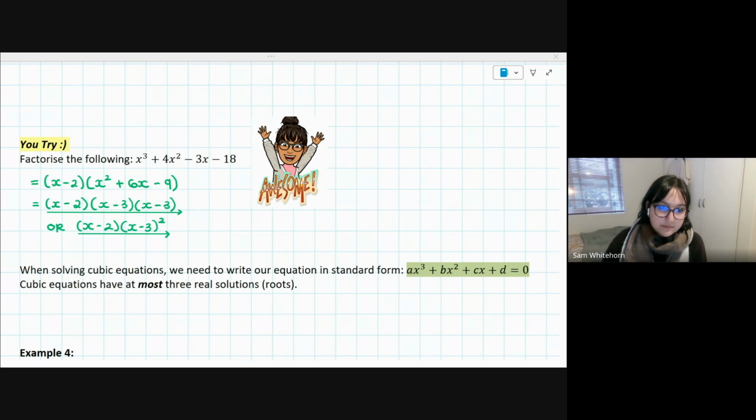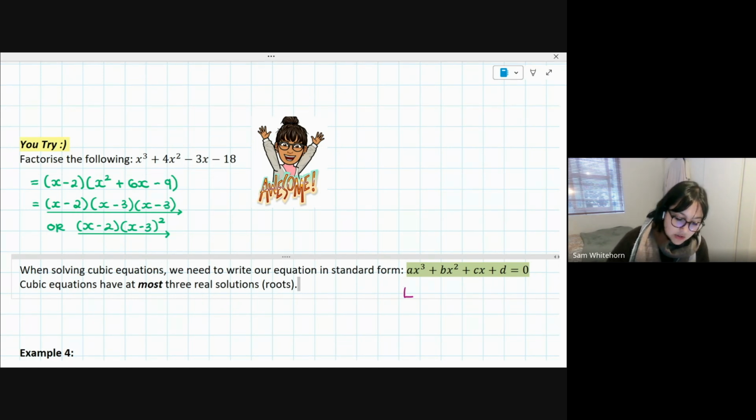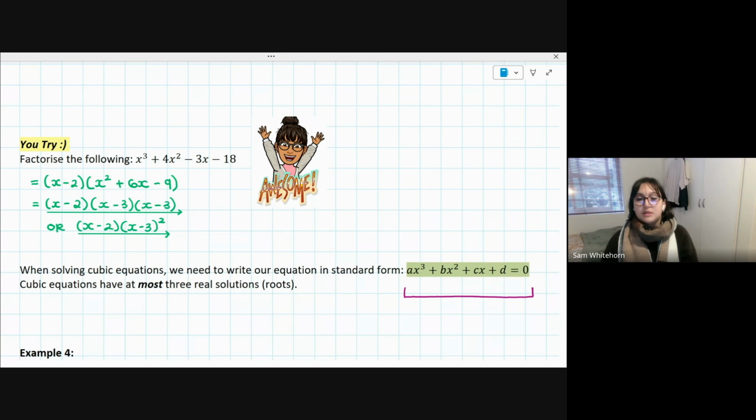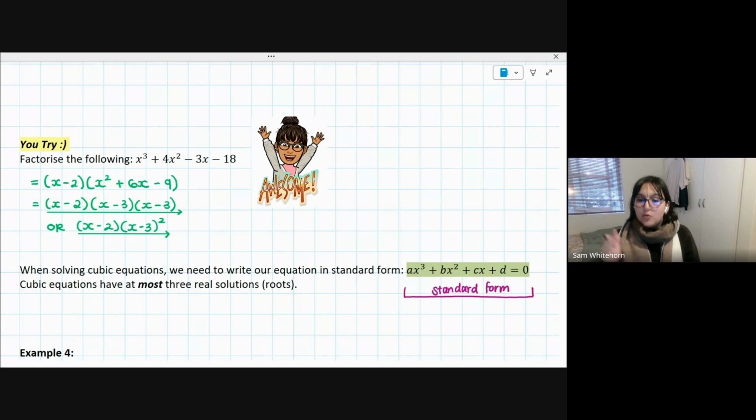Alrighty. Okay, so if we now head into the equation arena of life and cubic polynomials, remember I said right at the start, we have a general formula of our polynomials: ax cubed plus bx squared plus cx plus d equals 0. This is what we call our standard form. This is not new. Quadratics is pretty much the same: ax squared plus bx plus c equals 0. But we always want our equation in standard form before we start solving the equation.